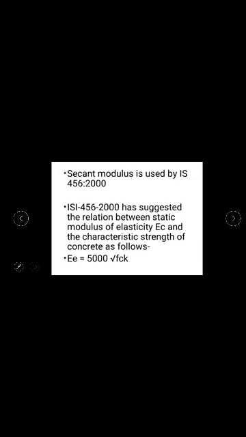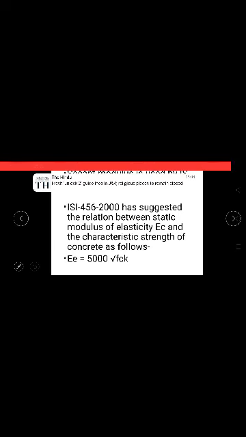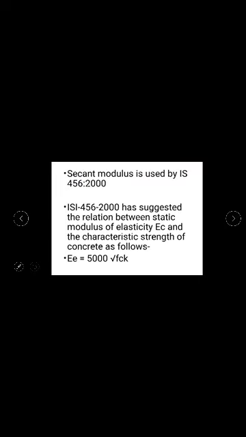So again there is another factor which will be affecting the Young's modulus, that is creep. Creep is also influencing the Young's modulus of concrete. So what is creep? Creep is the deflection or strain at a sustained loading. So this is also a kind of strain, creep strain of concrete. So this way the Young's modulus of concrete is very complex to find out, and it is considered using secant modulus.